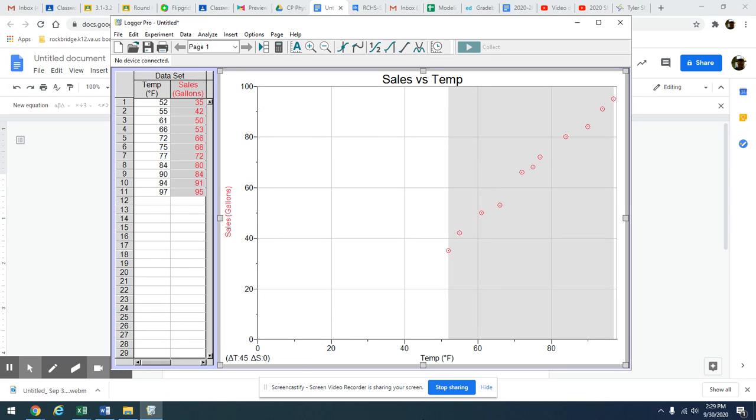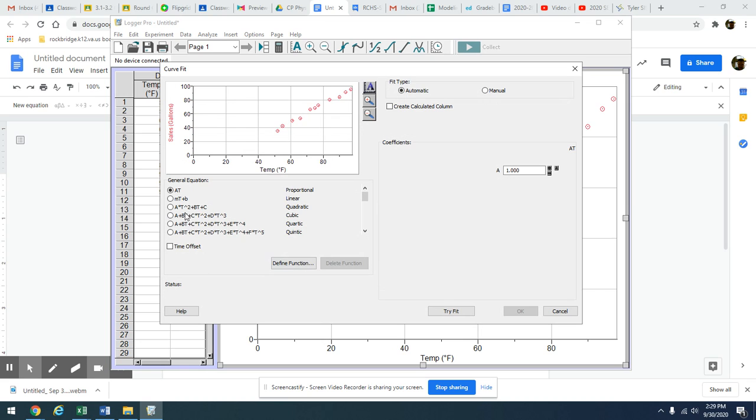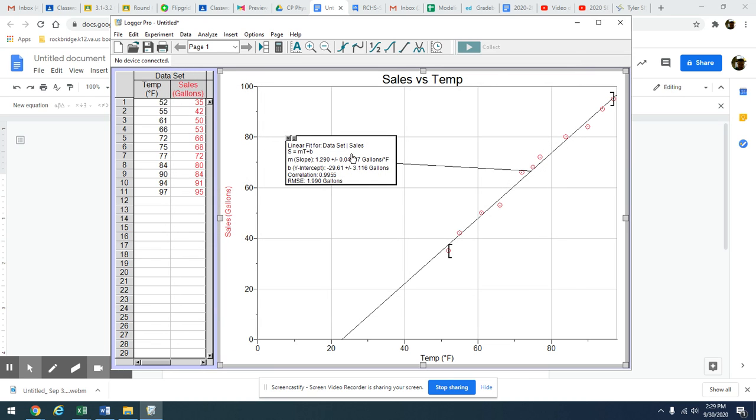I think we're almost ready to snip that and put it into our Google Doc, but I need to get a line of best fit in here. So in LoggerPro, that is here. That's our linear fit. You can also get it from the curve fit option and then just pick linear. Either one of those works. You get the same thing here.